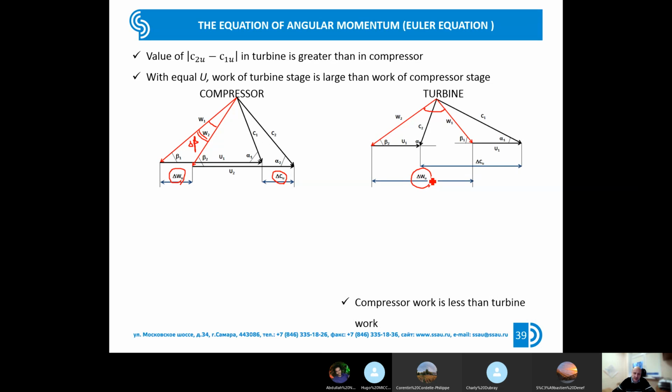And what we finally receive, if we imagine that the circumferential velocity in the compressor is approximately equal to the circumferential velocity in the turbine, in reality, if we speak about a gas turbine engine, the circumferential velocity does not have a big difference. Maybe some 20, 30, 50 meters per second.